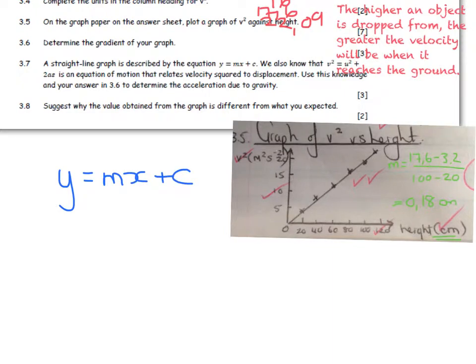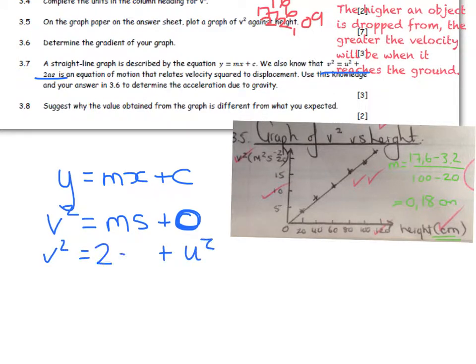What am I going to put on my y-axis? V squared equals my m, x is the distance, and plus c, which is my initial velocity, well, is 0, okay? There we go, 0. So I can say that that somehow relates to this particular thing, where v squared is equal to u squared plus 2as.